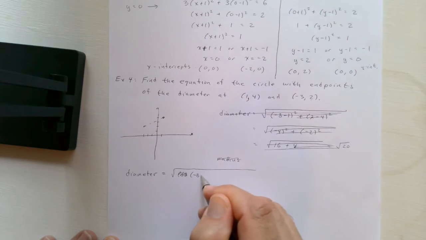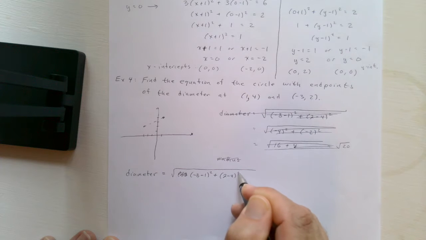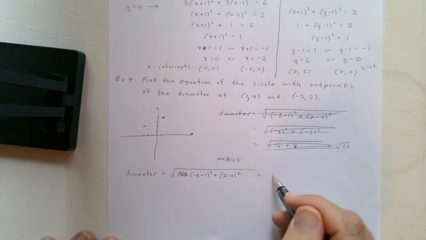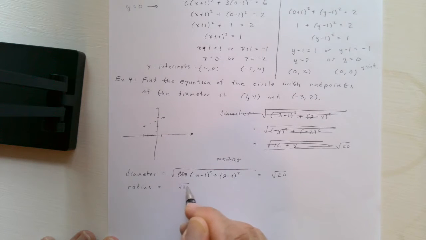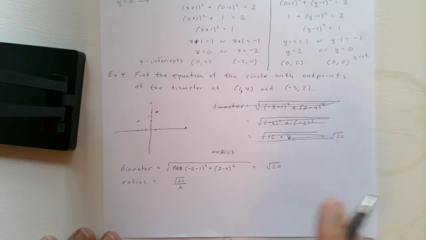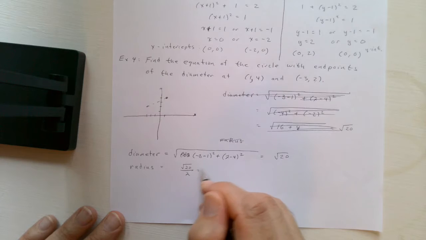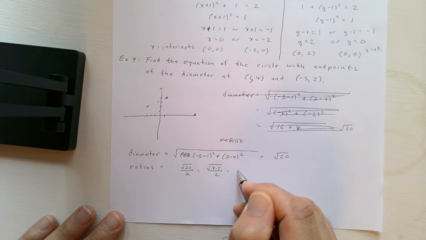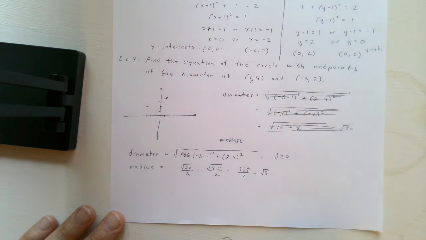We have negative 3 minus 1 squared plus 2 minus 4 squared, right? So that, as we said before, turns out to be the square root of 20. So the radius is the square root of 20 divided by 2. You could simplify this if you wanted to. This is going to be square root of 4 times 5 over 2, which is the square root of 4, that's 2, square root of 5 over 2. So this will be the square root of 5. So that's the radius.